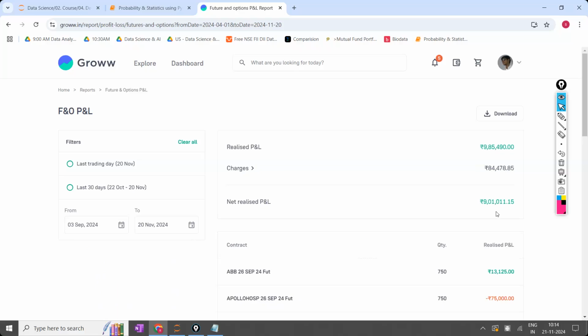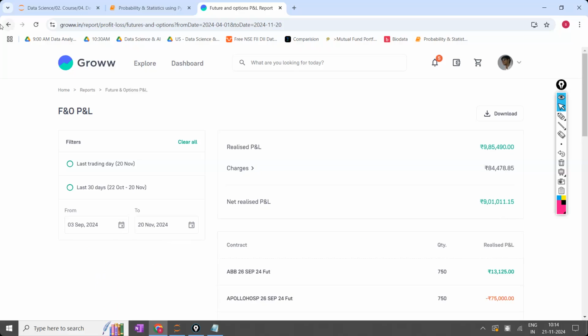From your batch only I got 9 lakhs almost. See, September 3rd to today. After your batch only I got 9 lakhs. Before that I have received only less. Your batch is lucky for me, according to this. Okay? For this, not for others.